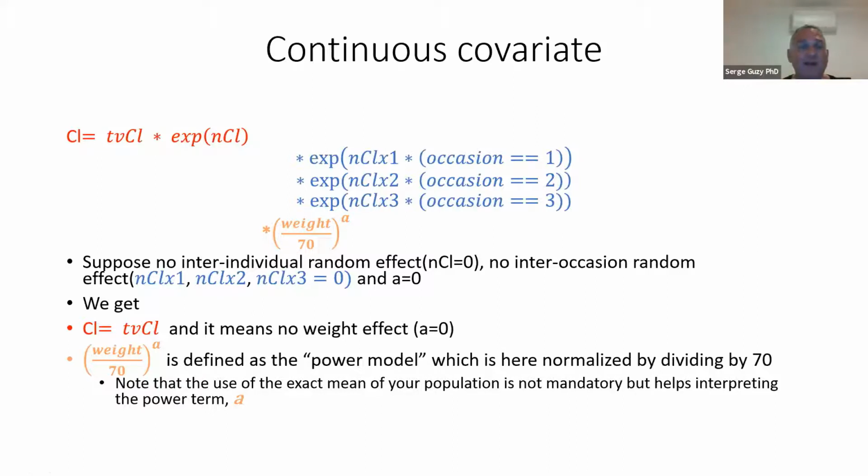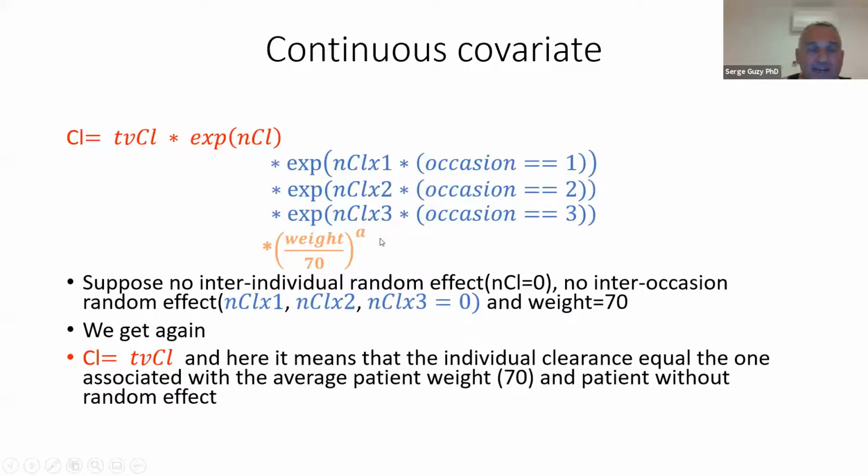Then what will happen if the weight is equal to 80? That individual is going to have a clearance of, let's say the mean TVCL is 50, then it's 50 multiplied by 80 divided by 70 exponent 1. When A is positive, and A is going to be estimated by the program, it means that the clearance increases with weight. If A is negative, let's say -1 as an example, then it's exactly the other way around. When the weight increases, the clearance decreases.